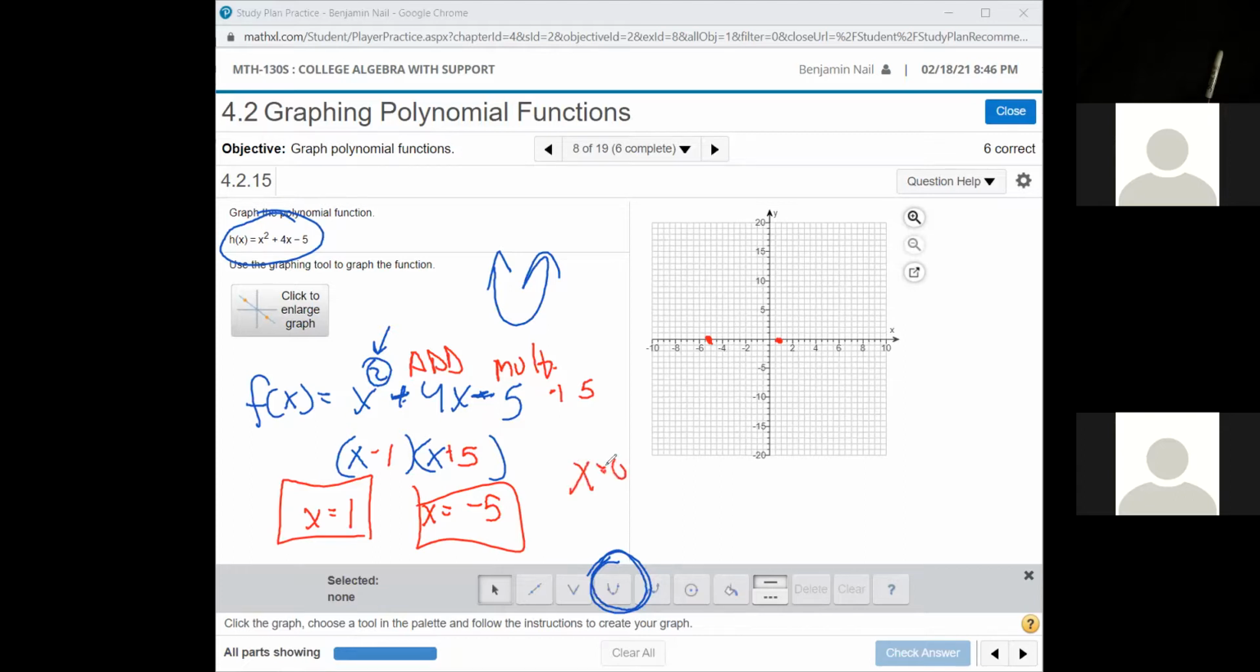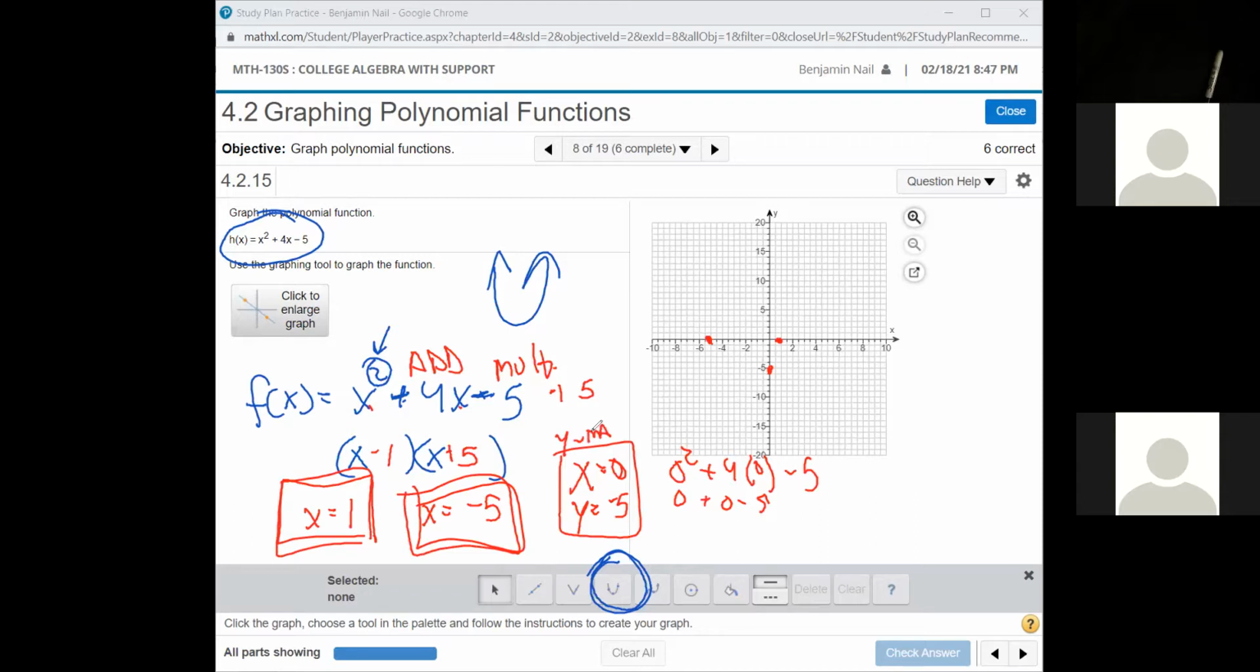If I make my x value 0, meaning I plug 0 in for x, then 0 squared plus 4 times 0 minus 5 is 0 plus 0 minus 5. So if I plug in 0 for x, my y is going to be -5. These are the 3 points I'm going to plot: my zero at 1, my zero at -5, and then the specific coordinate 0, -5. This is my y-intercept.